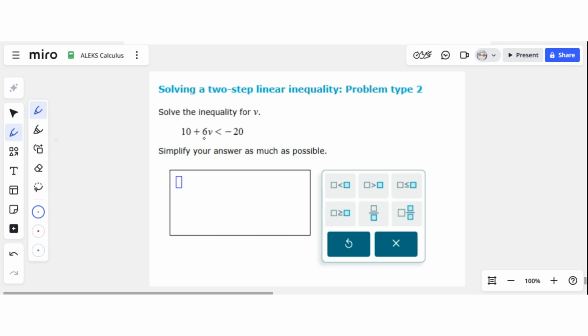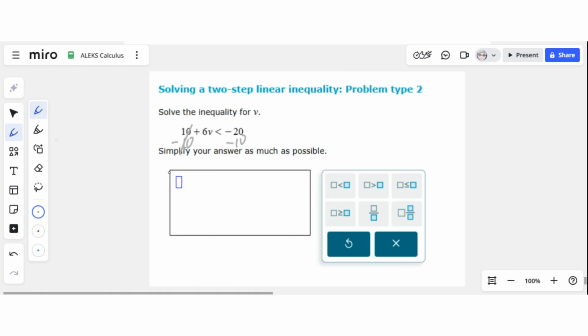We want to see where the variable is and then try to get it alone on that side. And what I notice here is that in addition to the variable term 6v, we've got a positive 10 over here. So I'm going to get rid of that by subtracting 10. And the rule with inequalities is the same as it is with equations. You have to do the same thing to both sides. So I'm going to subtract 10 from both sides to keep everything balanced.